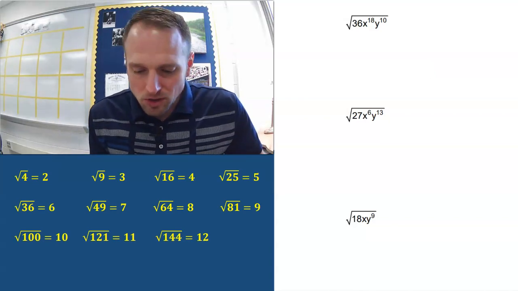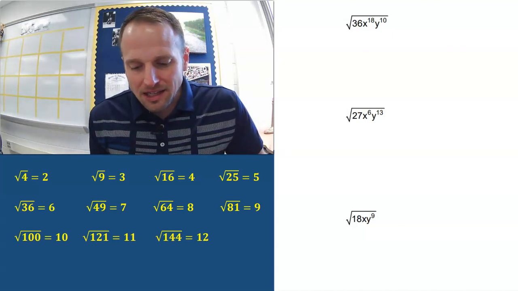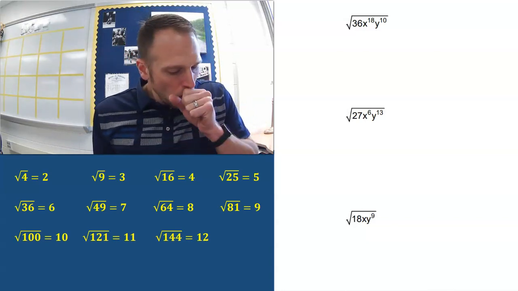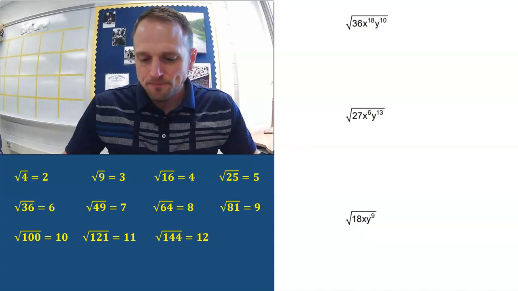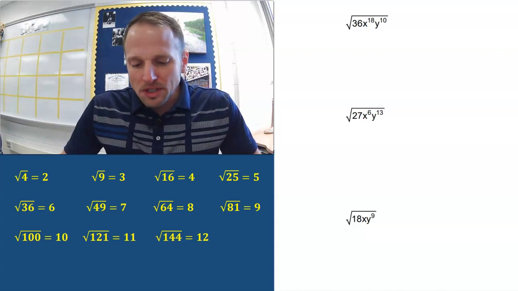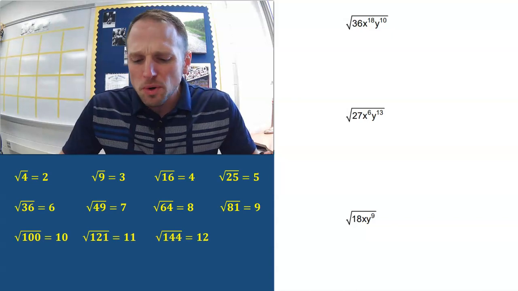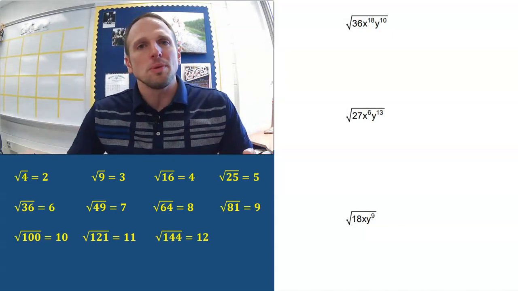Now let's look at this first one. It'll probably be a little bit easier as we start to work these. Square root of 36 x to the 18th y to the 10th. Now, square root is like a second root. We need two things that multiply together to get that.